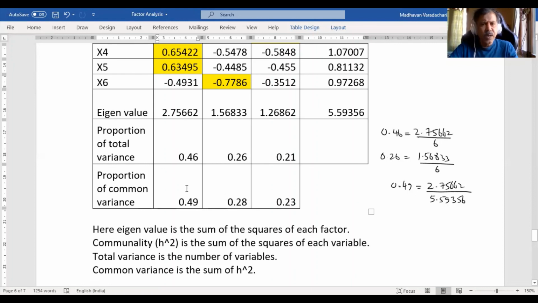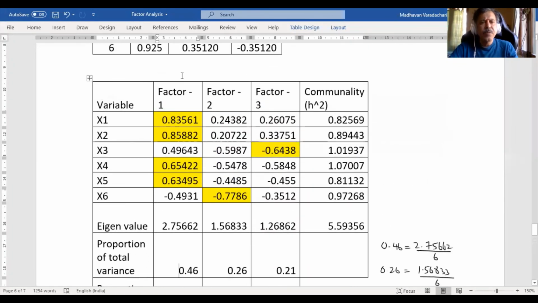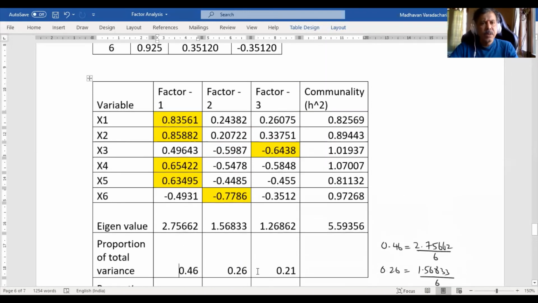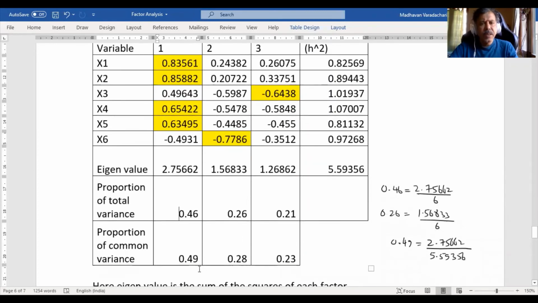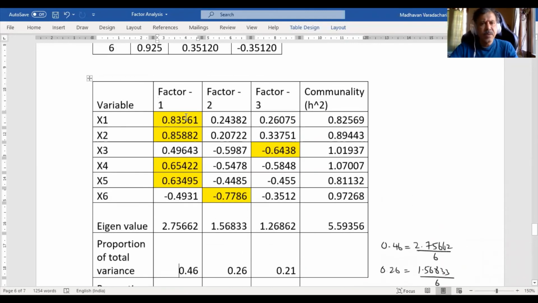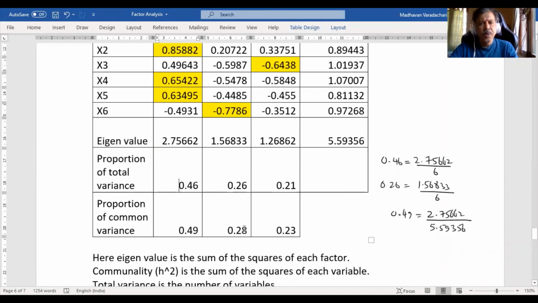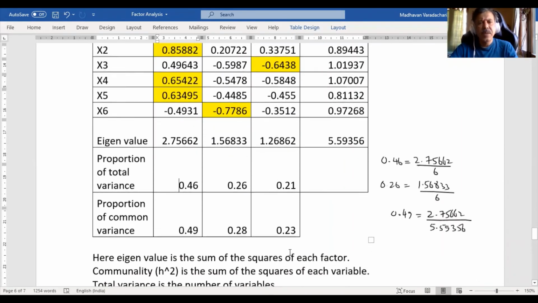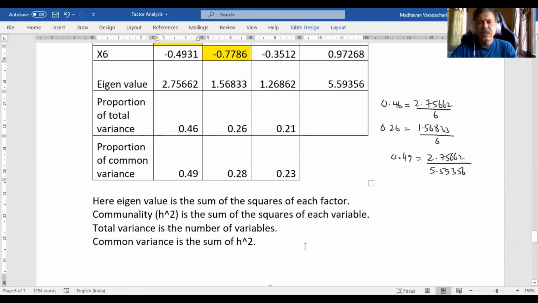Means you can say, if I consider total variance, then the contribution of factor 1 is 46%, factor 2 is 26%, and factor 3 is 21%. If you consider the common variance, then you can say it is 49% in factor 1, factor 2 is contributing 28%, factor 3 is contributing 23%. Likewise, we can conclude. So this is what is about factor analysis.